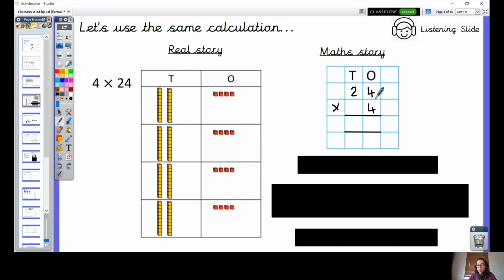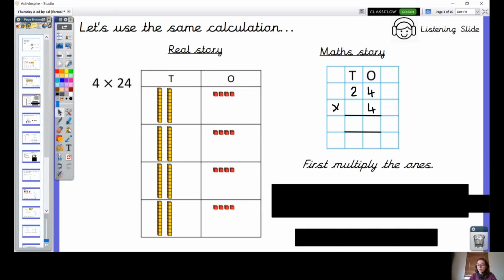Right, 4 times 4. Let's multiply the ones first. Let's check that stem sentence. First, multiply the ones. Does that remind you of when we've done this stem sentence before, but with adding and subtraction? Yeah, I hope so. So first, multiply the ones. Now, I've got 4 times 4. I can count in my 4s. I know that 4 4s are 16.